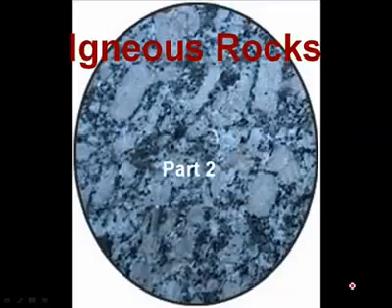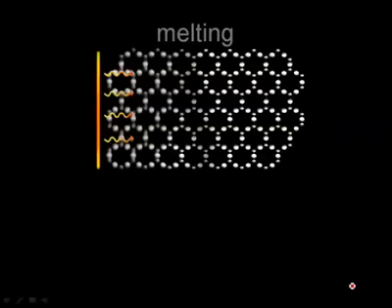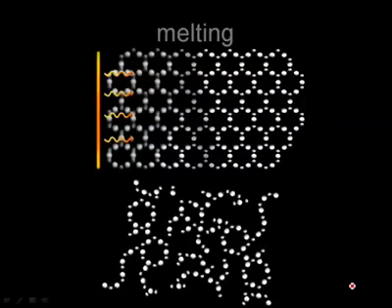Igneous Rocks, Part 2, Magma Melting and Crystallization. Melting. What is melting? We start with a solid, which has a crystalline structure by definition, and if you add heat, the molecules within the crystalline structure start moving so quickly that they break away and they become a liquid.